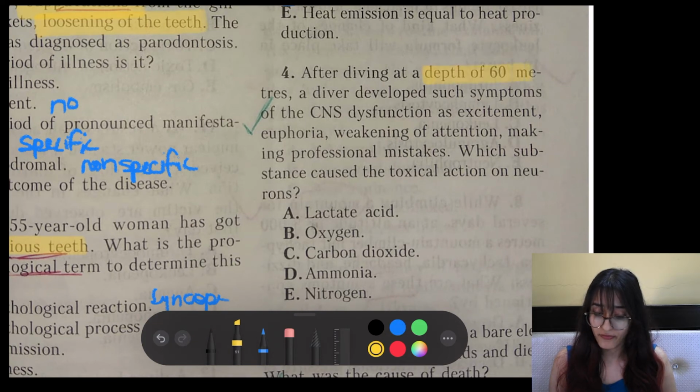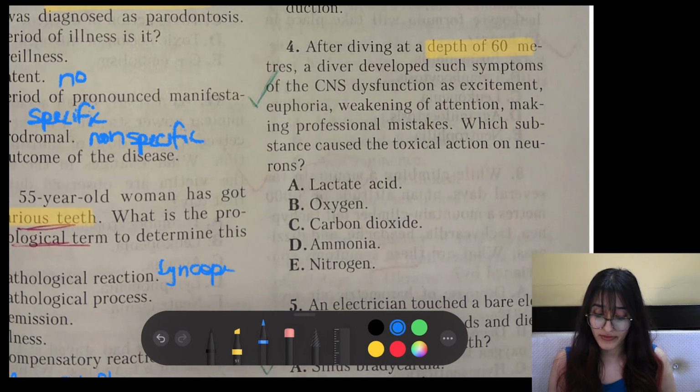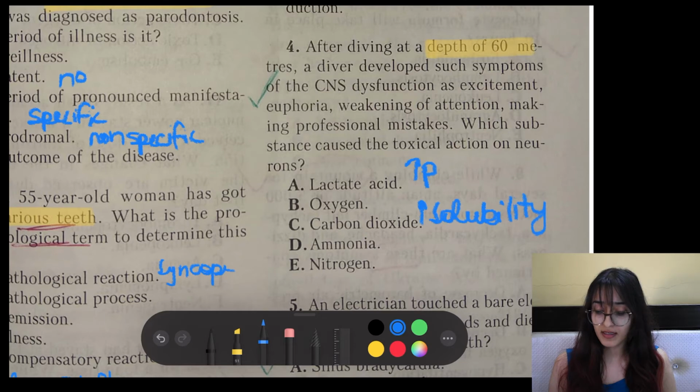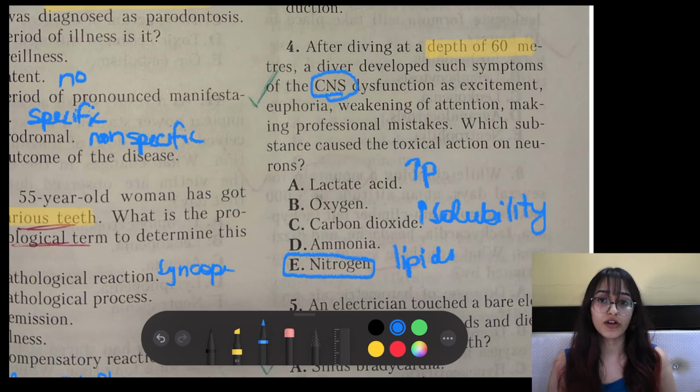After diving at the depth of 60 meters, a diver developed such symptoms: CNS dysfunction as excitement, euphoria, weakening of attention, and other. And what is the cause of it? So when a person goes down into the sea, there is increased pressure. Now due to this increased pressure, hyperbaric syndrome, the solubility of gas increases, and since the solubility of gas increases, the blood gets saturated with these gases, and mainly the solubility of nitrogen gas is increased, and it is toxic. It has affinity for lipids in our body, and lipids mainly in the myelin sheath. So the nerves are affected most of all. So CNS excitement or CNS dysfunction is seen most commonly.